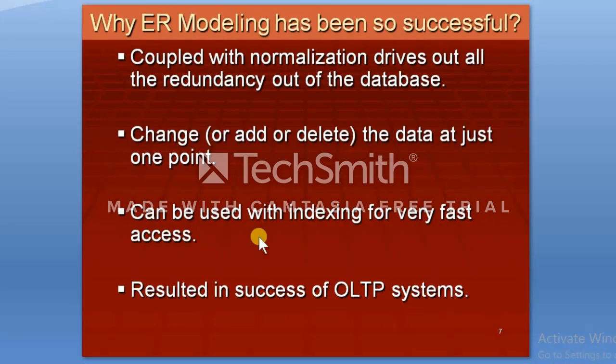So in the previous slide, we discussed what the main issue with the COBOL data processing system was. The main issue was the redundancy. In order to eliminate the redundancy, we invented databases, and inside databases we discovered the ER model. The ER model is very successful because it eliminates all the redundancy from the database.